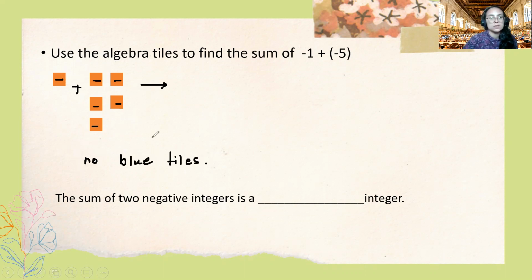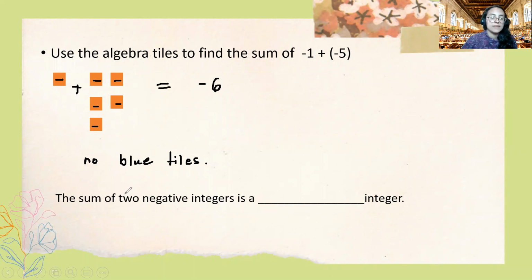So there's no blue tiles, so we can't make pairs. Nothing is going to cancel, so we just add them all. So 1, 2, 3, 4, 5, 6. So our answer is going to be -6. So I'll write an equal sign there. So that is our answer.